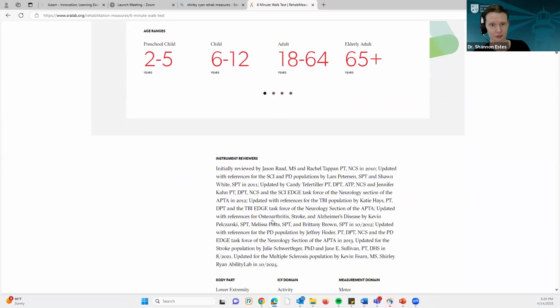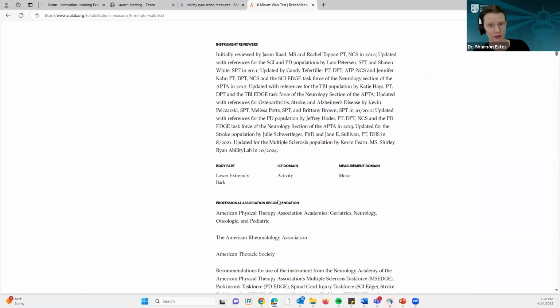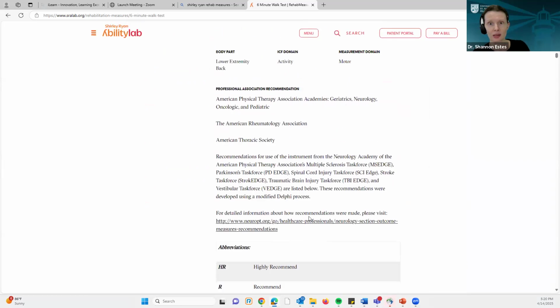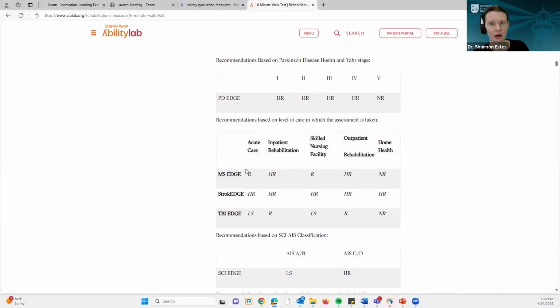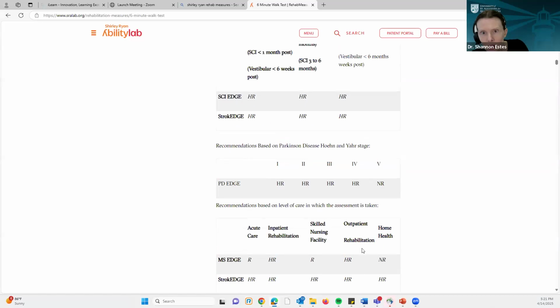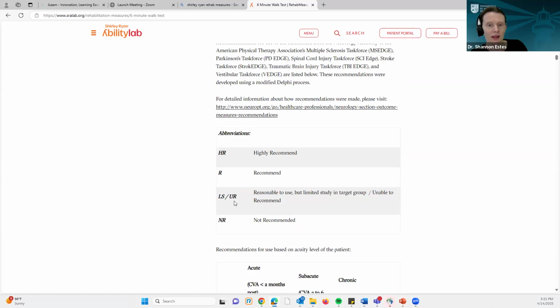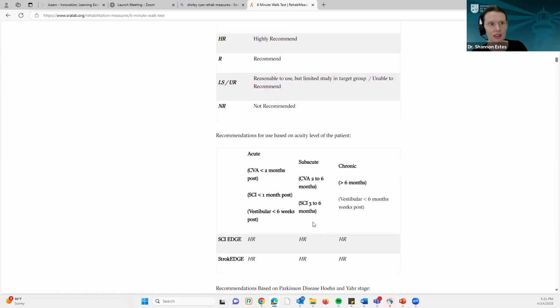And then they do update this pretty frequently. It's going to give information on what settings you should use it in for what diagnoses. So HR means highly recommend, R is recommend. LS, you are unable to recommend, and that's just because there's not enough studies to dictate if we have good information on it in that setting. And then NR is not recommended. So they have done the study and it is not recommended in this either population or this setting.